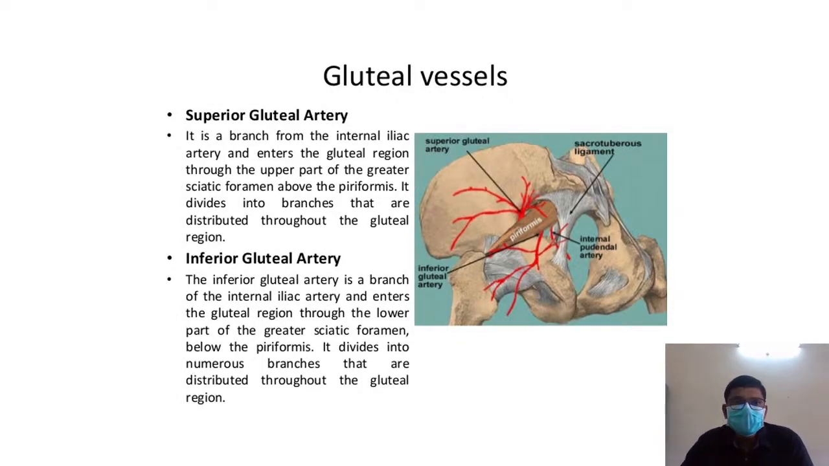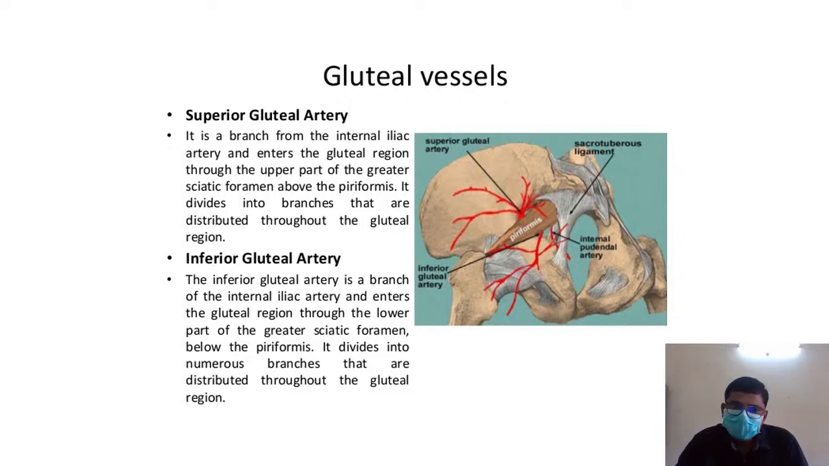Coming to the gluteal vessels, there are two important gluteal arteries, the superior gluteal artery and the inferior gluteal artery, both being branches of the internal iliac artery. The superior gluteal artery is a branch from the internal iliac artery and enters the gluteal region through the upper part of the greater sciatic foramen above the level of the piriformis. And this superior gluteal artery divides into branches that are distributed throughout the gluteal region.